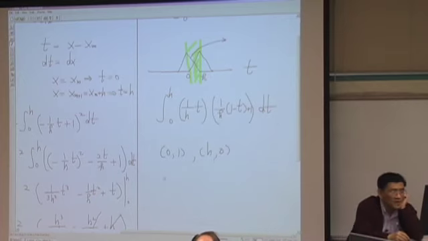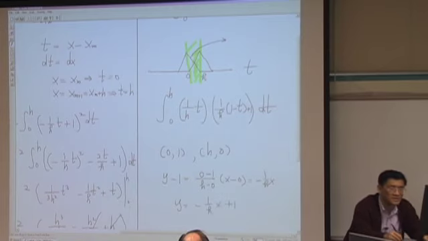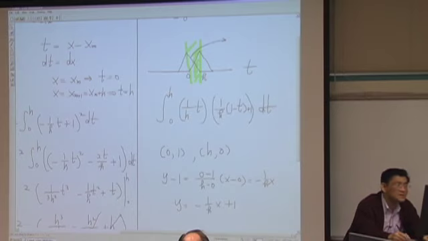Let's do it. y minus y0 equals (y2 minus y1) over (x2 minus x1), and then x minus 0. So this is the one, minus 1 over h, and then y is minus 1 over h times x plus 1. So this is my mistake. Oh, I wrote x instead of t. I replace x by t.